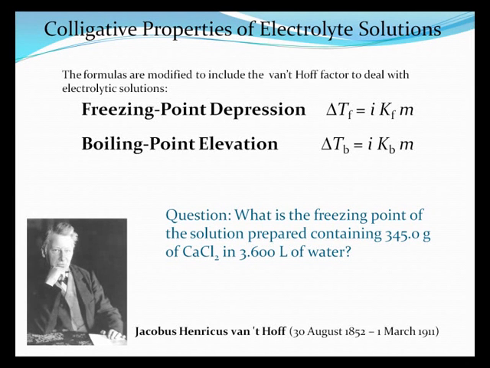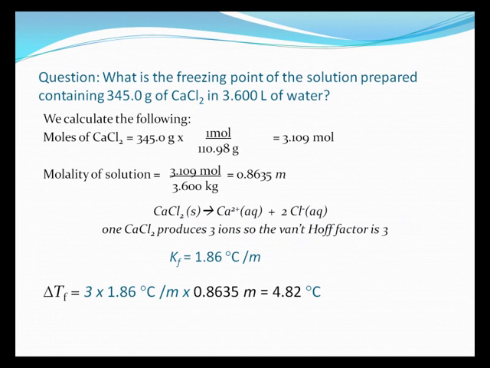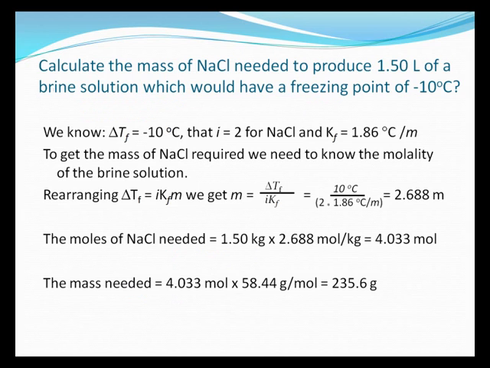So if, for example, what is the freezing point of a solution prepared containing 345 grams of calcium chloride in that 3.6 liters of water? The calculation is very similar, and I'm not going to walk through it. You calculate the number of moles of calcium chloride, calculate the molality. Since one calcium chloride produces 3 ions, the Van 't Hoff factor is 3. Delta T_F is equal to 3 times the 1.86 degrees C per molal times the molality equals 4.82 degrees C. And that means that the freezing point is lowered 4.82 degrees C.